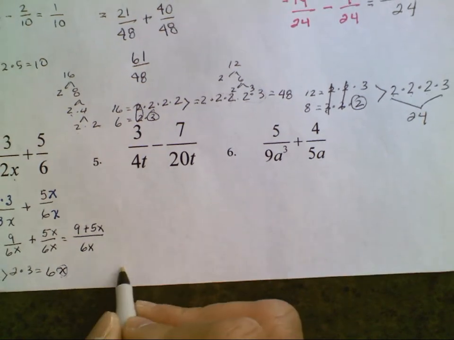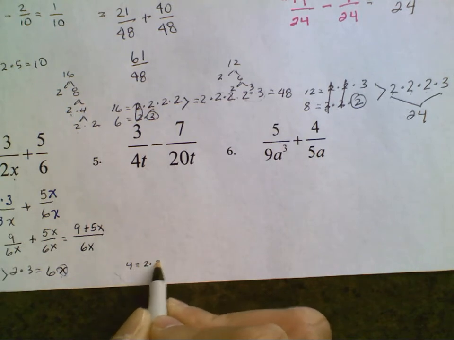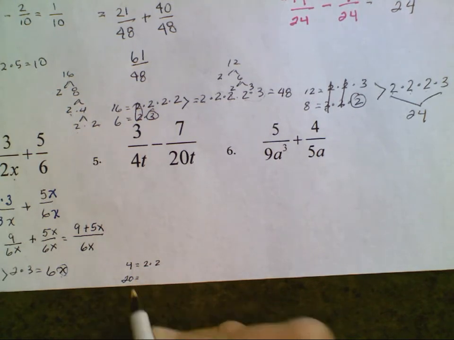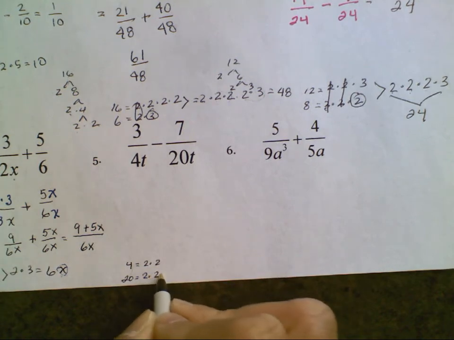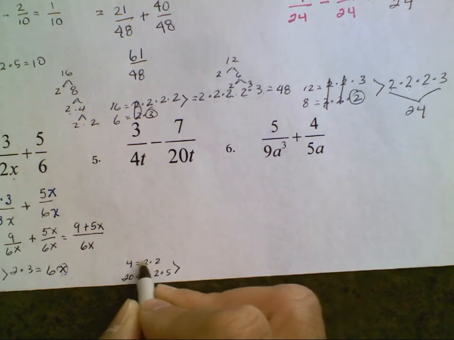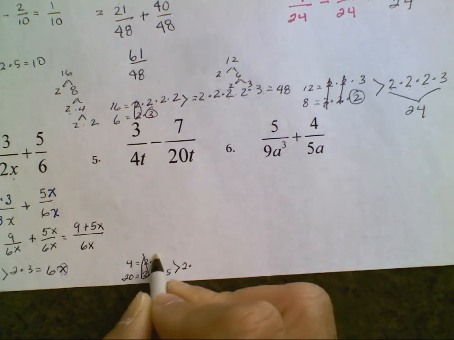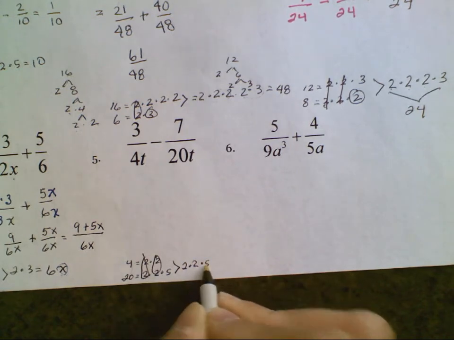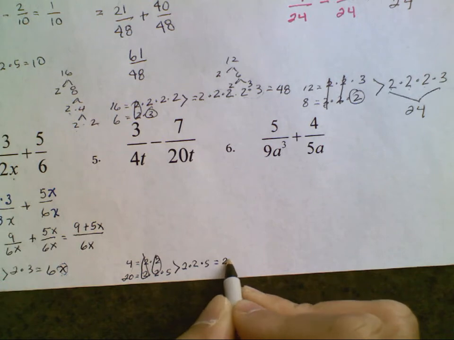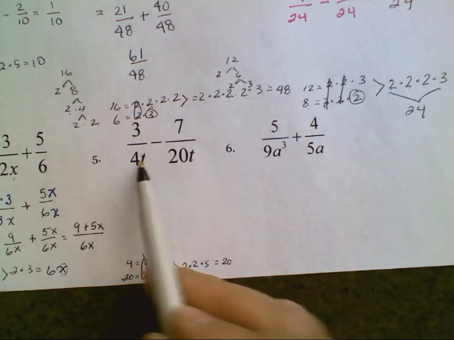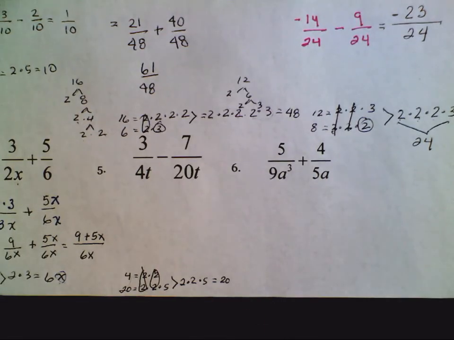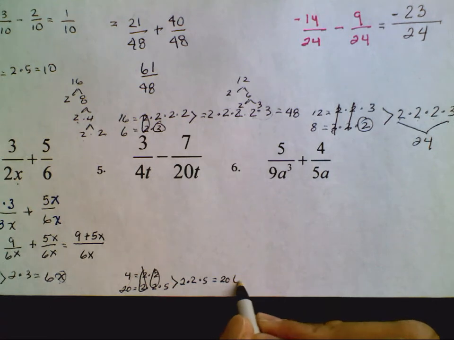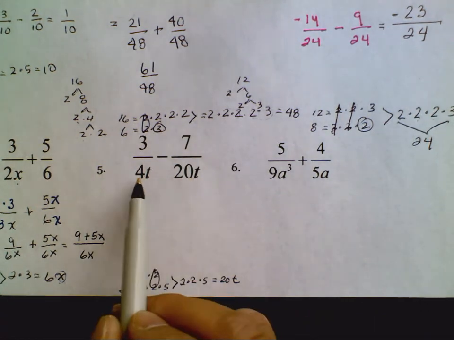If you have 4, you know it's 2 times 2. If you have 20, if you factorize, it is 2 times 2 times 5. And then the least common denominator is 2 times 2 times 5, which is equal to 20. Now, both denominators have t, so you don't need to modify this. In this case, I'm going to say it is 20t because I have t in both.